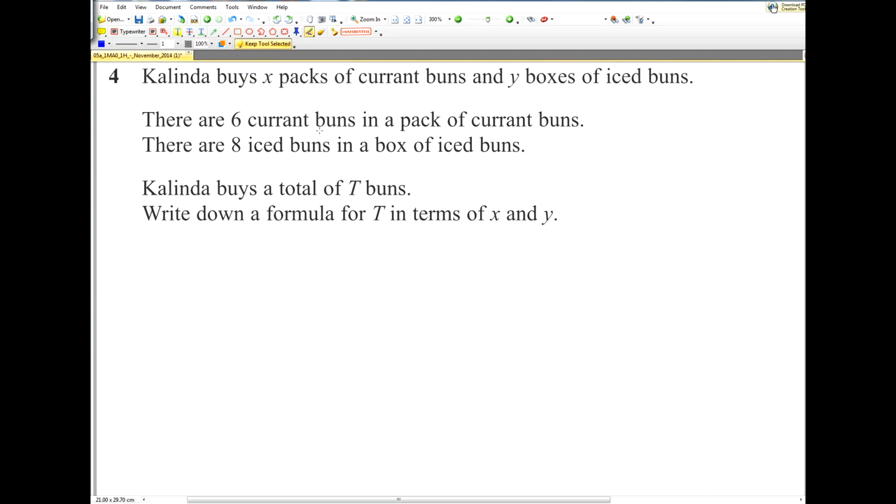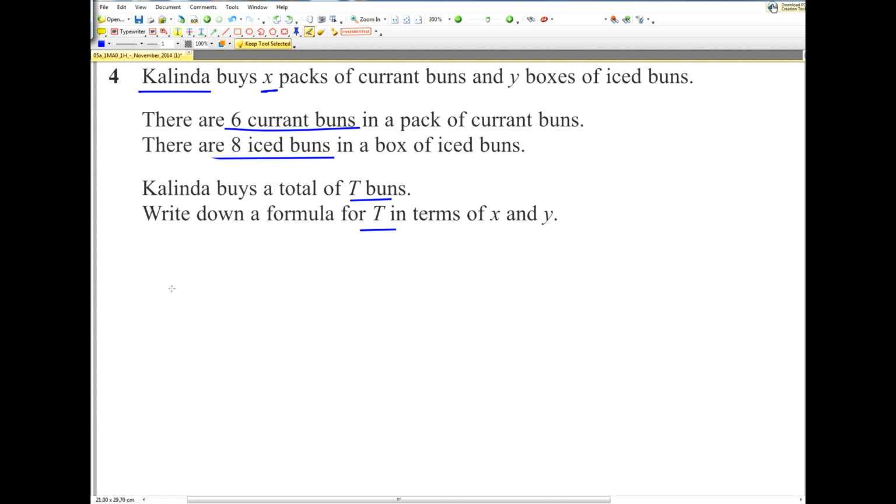Okay. So we have Kalinda. Kalinda buys X packs of current buns and Y boxes of ice buns. There are 6 current buns in a pack, and there's 8 ice buns in the pack. Kalinda buys a total of T buns. Write down the total.